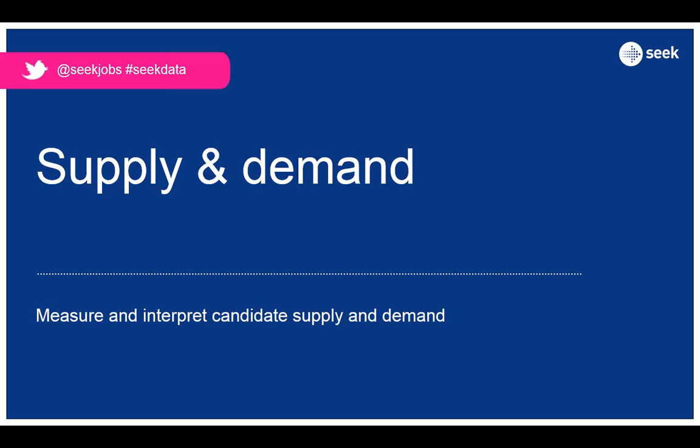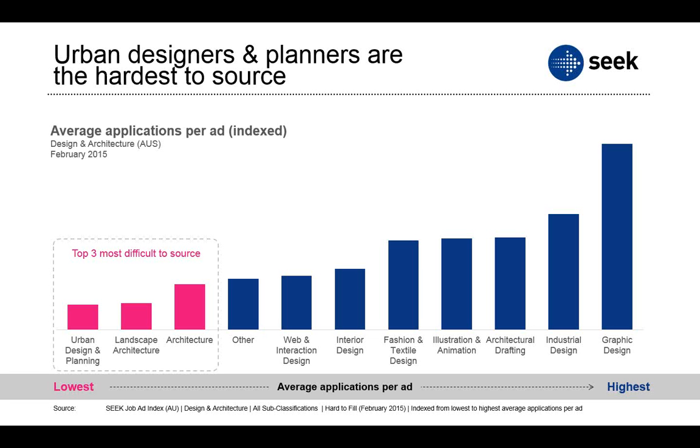And the reason why we come down to that level is because we want to be able to understand not only where the candidates are engaged, but where they're physically engaging with an ad to apply for it, because that's where you'll feel the pain points. Right? If you don't have candidates applying to your ads, you're going to have to change your strategy. So the next screen I'm going to show you is this average applications per ad for design and architecture in Australia.